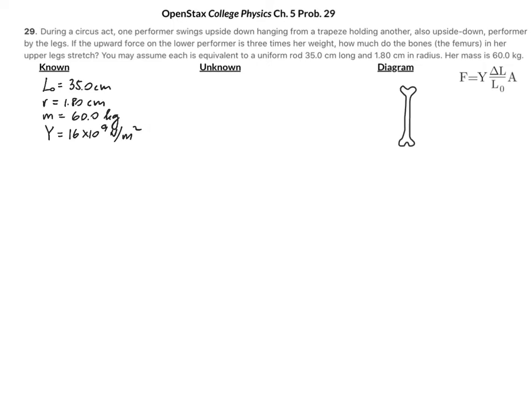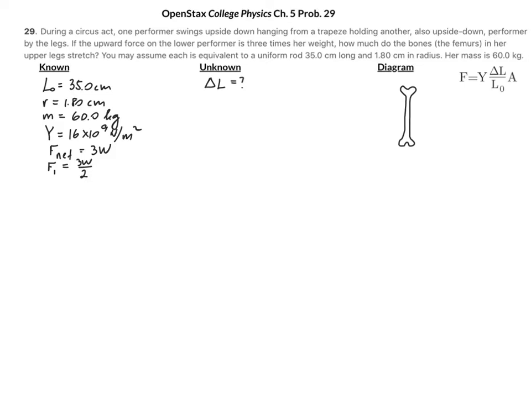Then we also know that as she swings, the net force acting on her femurs is 3 times the weight. So F net is 3 times her weight, but that is distributed over 2 legs, 2 femurs. So F for one of the femurs would be 3W divided by 2. What we're looking for is the amount that the leg stretched. And let's figure that out.